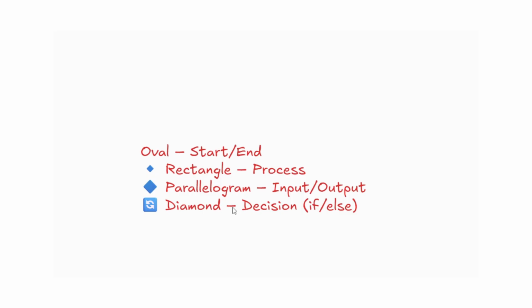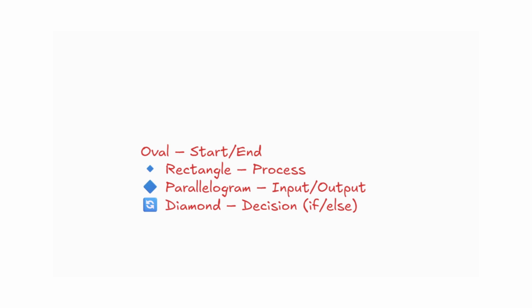A parallelogram represents a step where we need to take input from the user or give output to the user. And if we see a diamond, we call it a decision-making process. It can include any particular decision, like an if-else part. If this thing is working, do this thing. If this is not working, do something else. So that's how a flowchart includes these symbols.